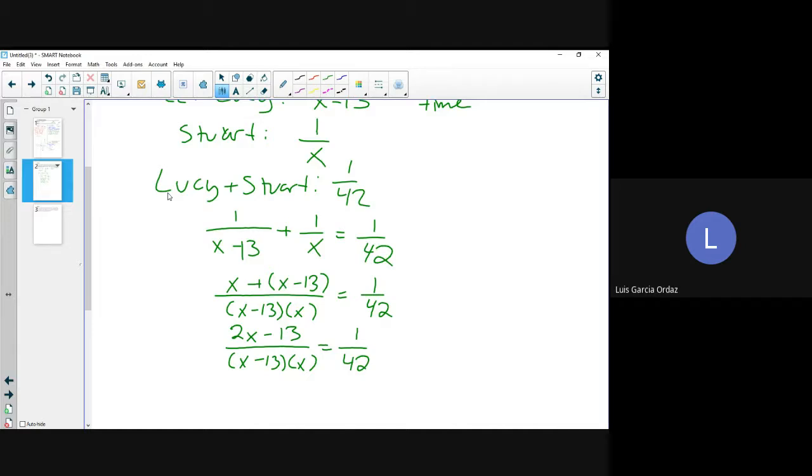But before we get into it any further, let's state our restrictions first. So what would our restrictions be for this example? 13 and 0. Yep.